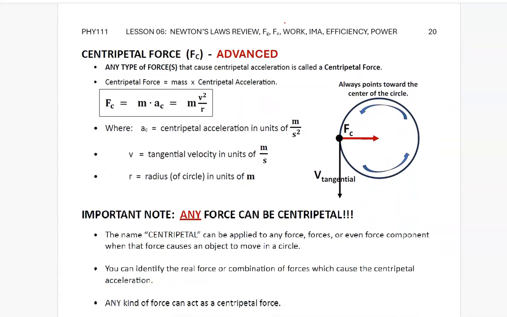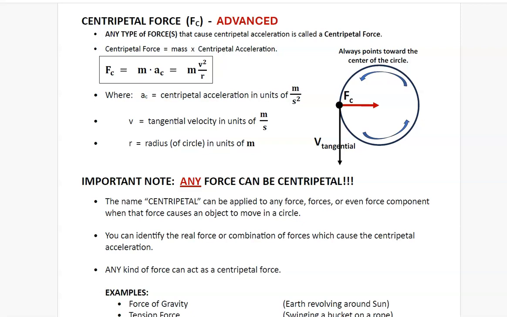Now let's look at centripetal force. So this is the force responsible for this acceleration that's always pointing to the center of the circle. Well, if the acceleration is always pointing to the center of the circle, then the centripetal force that causes it must also be always pointing to the center of the circle as the object is moving around that circle.